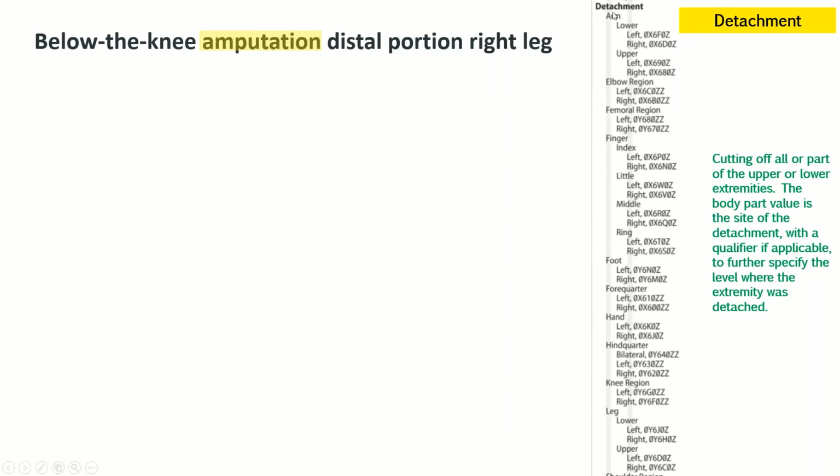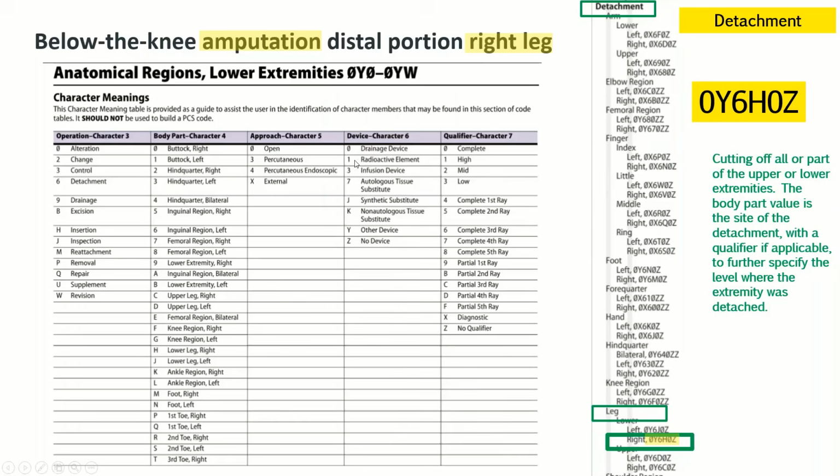All right, so detachment of what? Detachment of leg. Which leg? Right leg, and it gave us code 0Y6H0Z. All right, coders, so instead of going to the table, I'm going to instruct you from the character meanings page. Yes, I did say do not code from this, and we're really not. I just want to show you something.